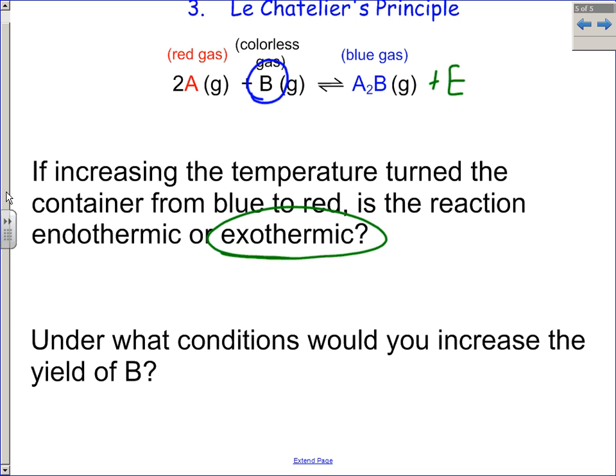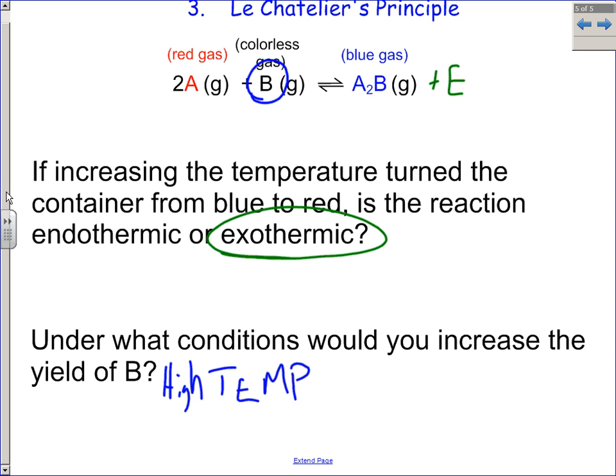So what could I do with temperature to get more B? Is it low or high temperature? So let's look at this from a temperature point of view first. Now notice we just established energy was on the right, so it's an exothermic situation. Well, if I want to make more B, that would be an increase the temperature, increase the energy type situation. So high temp would shift equilibrium to the left and give us more B.